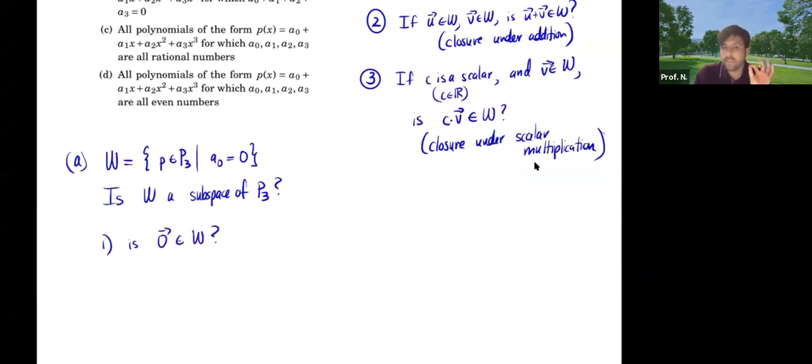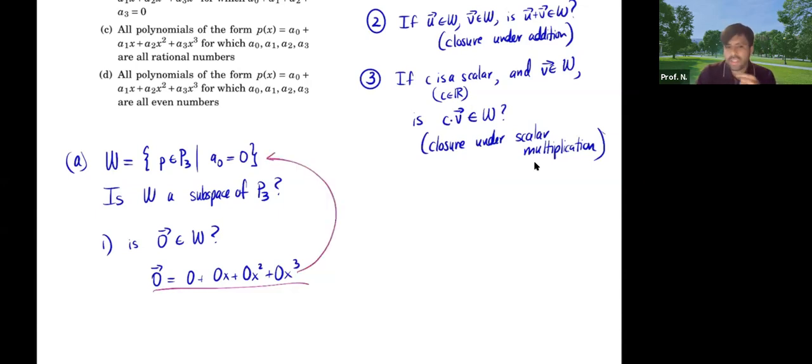Of course, now we have to be particular. What would be the 0 vector in W? Wouldn't it be 0 plus 0x plus 0x squared plus 0x cubed? Isn't this the way we would describe the 0 vector in the space? And is this inside of this?